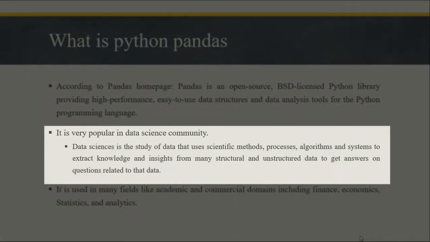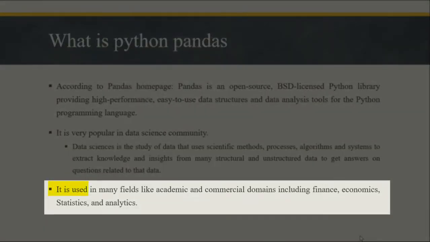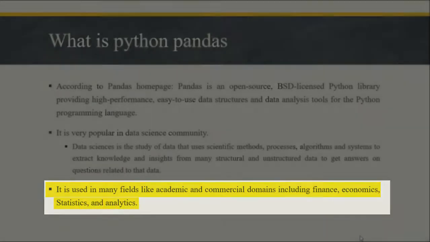So the point is, what is data science? Data science is the study of data that uses scientific methods, processes and algorithms to extract knowledge and insights from many structured and unstructured data to get answers to questions related to data. It is used in many fields like academia and commercial domains, including finance, economics, statistics and analytics.